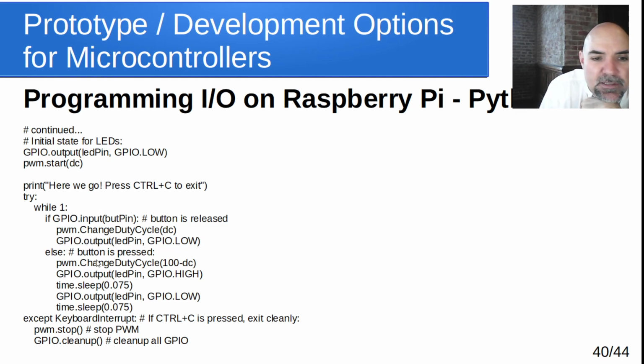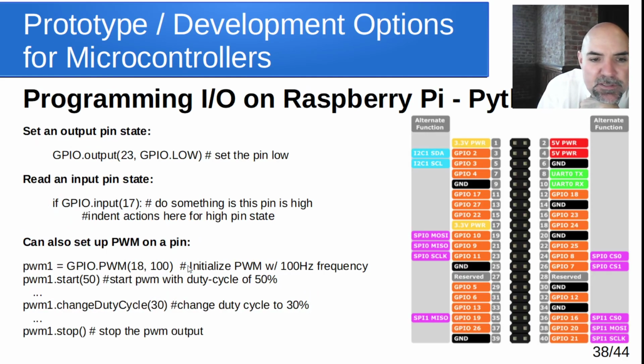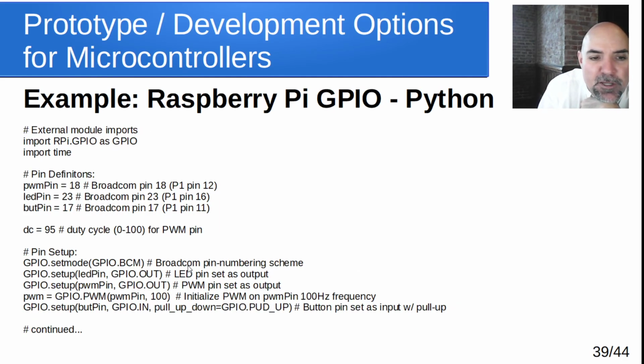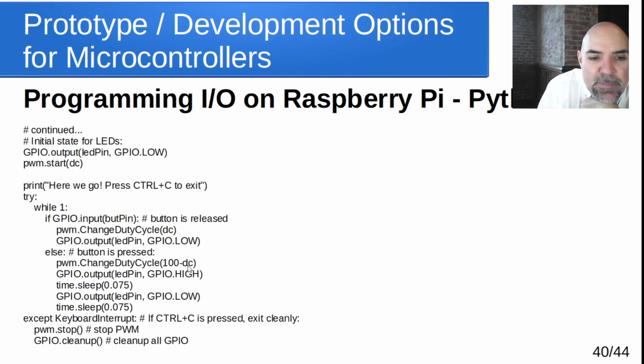If the button is pressed, then change the duty cycle to 100 minus that, so that inverts it. And notice since we started at 95, that would change from 95 to 5, and then back to 95 again. When we press and release the button, depending if the button's pressed or released, we also manipulate that LED each time. And then if we ever break out of this, then we stop the pulse width modulation and do GPIO cleanup, which will turn all the outputs back to inputs and basically go back to not doing anything.